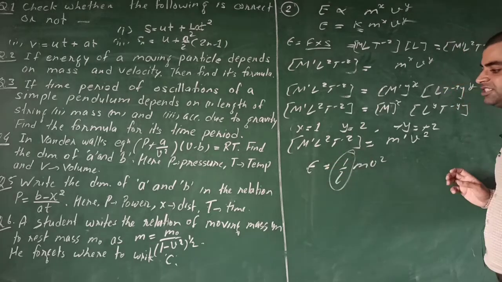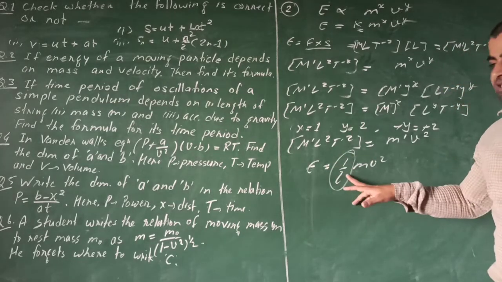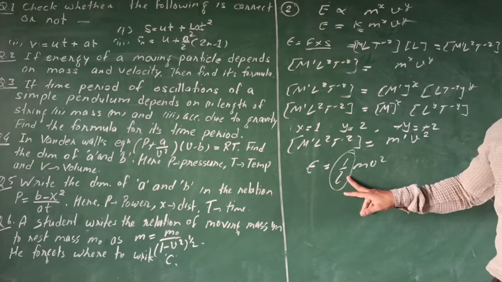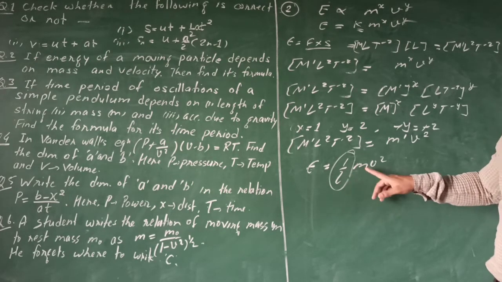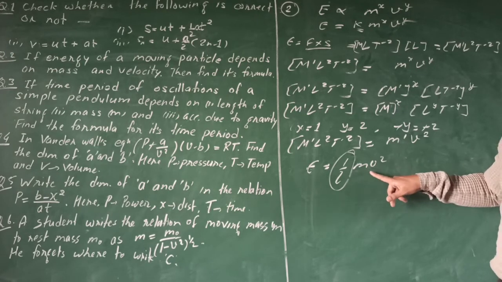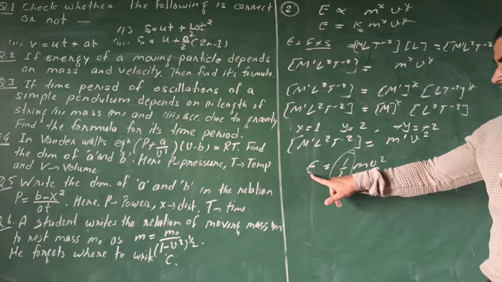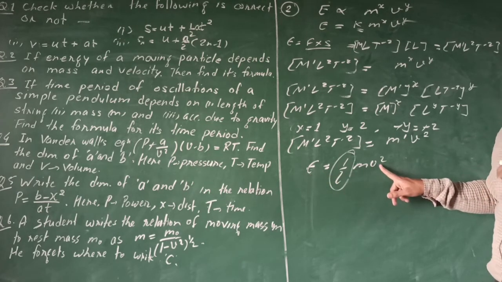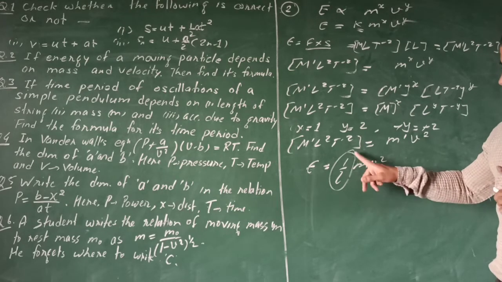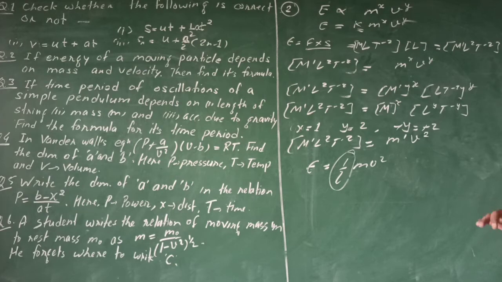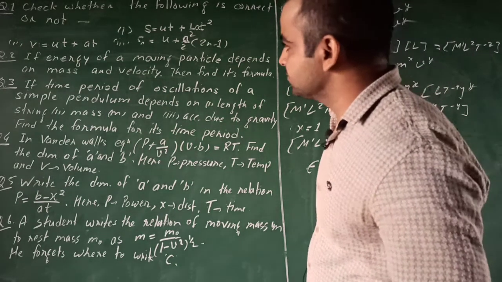Here 1 by 2 is the constant. We cannot find this with the help of dimension. It is the limitation of dimensions. So from these values, for the dependent values, we can find out the formula only. So energy equals to m v square, we can say, by dimension. This is the constant value. We cannot find out this with the help of dimensions. Next question.